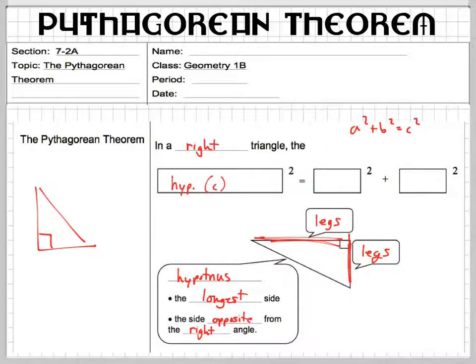All right, legs. So I got to put a leg right here and a leg right here. 2 legs. This will be your A. This will be your B. Sorry. But it doesn't matter which one goes where because of this plus sign right here, which means the order doesn't matter. So you have A squared plus B squared equals C squared. It's 2 legs squared and added together, and then the hypotenuse squared. You guys got that?